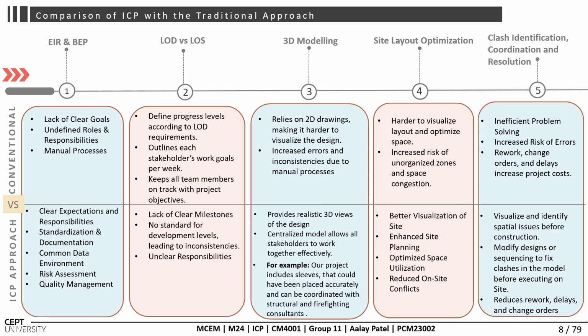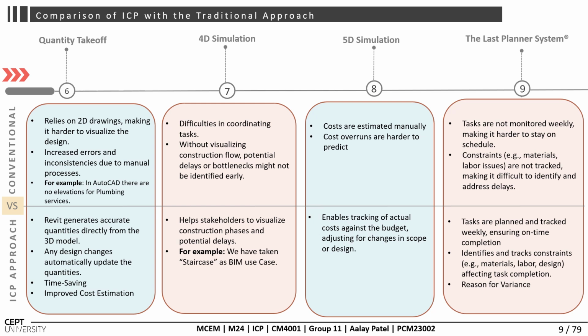Coming towards the clash detection, coordination and resolution. The conventional approach is inefficient in problem solving, with increased risk of errors and rework, and change orders and delays increase project cost. The ICP approach visualizes and identifies spatial issues before construction, modifies designs or sequencing to fix clashes, and reduces rework and delays.